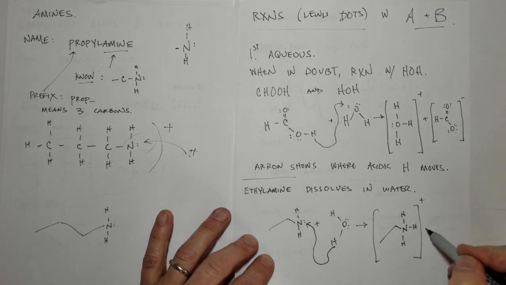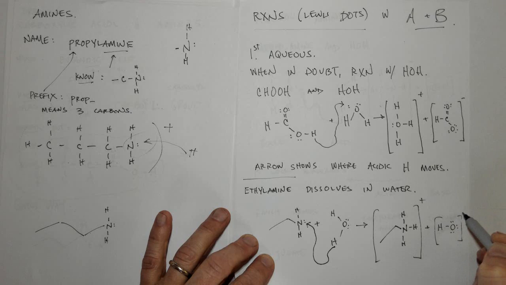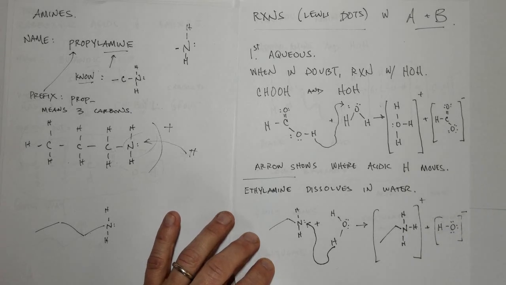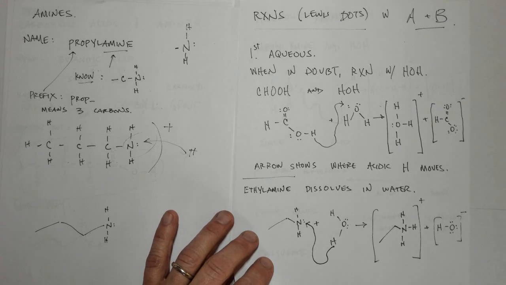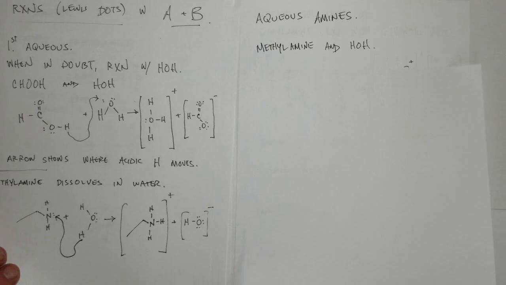The water right here has lost a hydrogen, so what do we have left? An H connected to an O, and that would have a negative charge. Notice we made some hydroxide, and that was one of the very basic, simple definitions of bases: things that create OH- are bases.